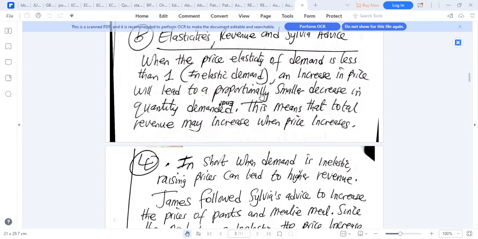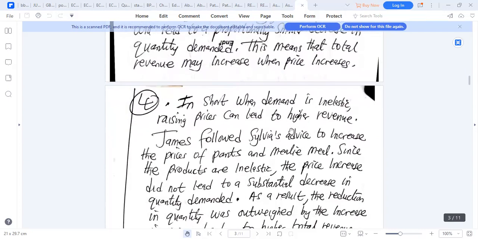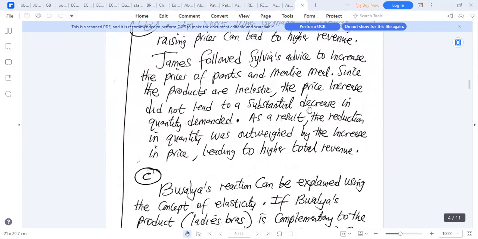So this means that the total revenue may increase when the price increases. So in short, when demand is inelastic, the quantity falls at a smaller rate, and it will raise the revenue. So the owners were right to increase the prices of pants and millimeter, since the products are inelastic. The increase did not lead to a substantial decrease in quantity demanded. So the reduction in quantity was outweighed by the increase in the price, leading to higher total revenue. So you get the concept that I'm trying to bring out there, yeah?